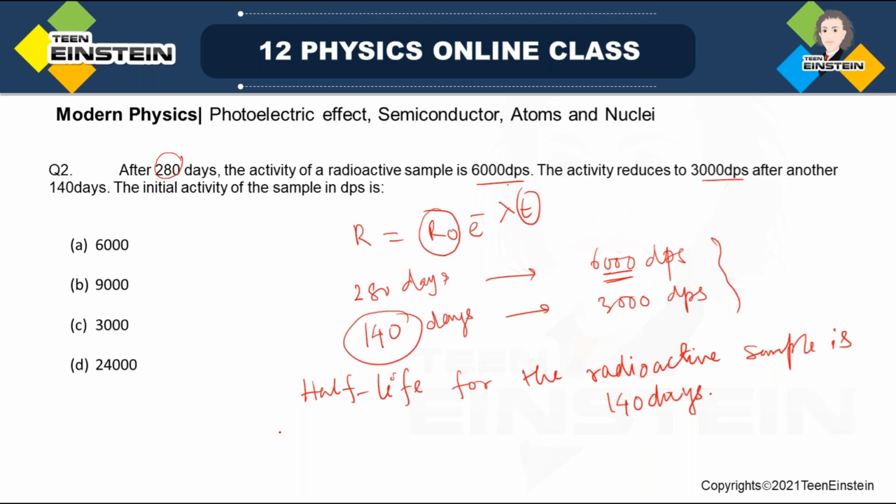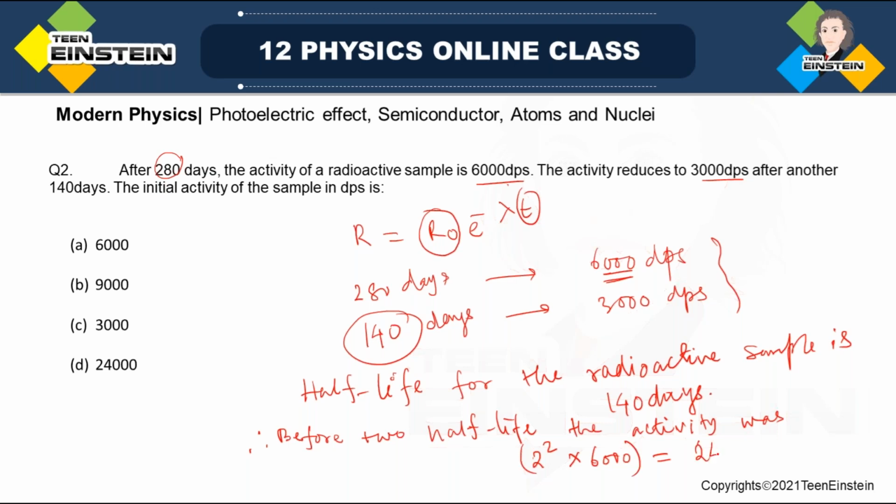So here, if you want to find out the initial activity, before 2 half-lives the activity was that, and that will be the initial activity. It should be 2 to the power n half-lives into 6000. So this would give you 24,000. So this will be the answer.